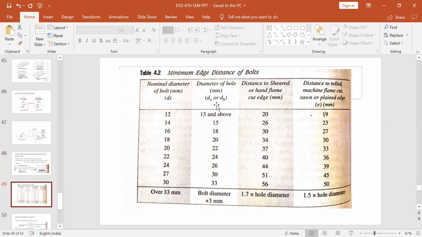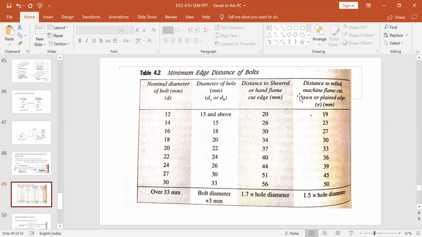This is the nominal dia of bolt and the dia of hole. See, for a 12 mm diameter bolt, the diameter of hole shall be 13 and above. For 14 mm, the hole diameter shall be 15. For 16 it is 18. For 18 it is 20. Initially it was D plus 1, now for above 16 mm it is D plus 2 up to 24. From 27 onwards, it is D plus 3.